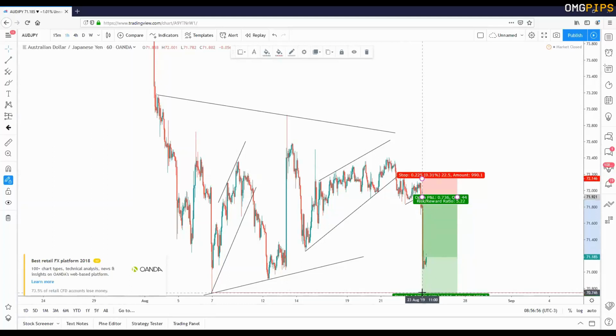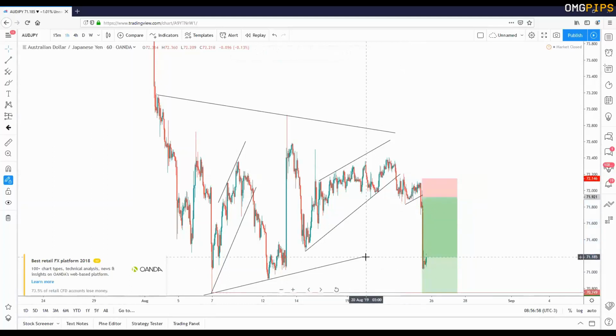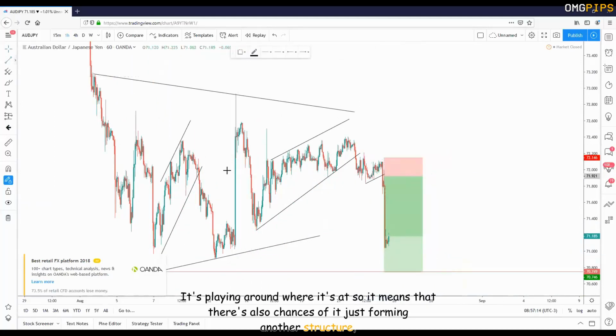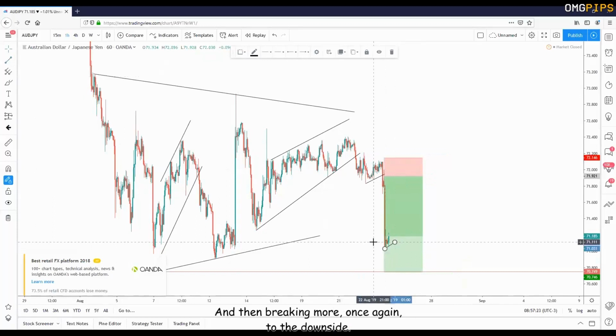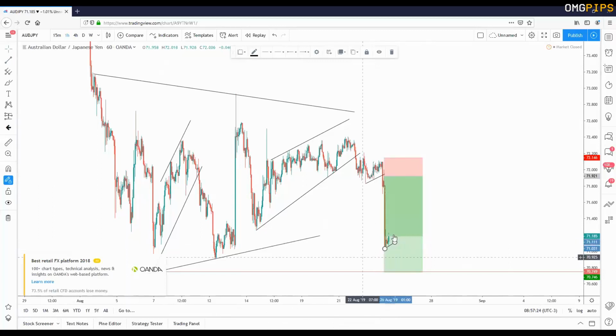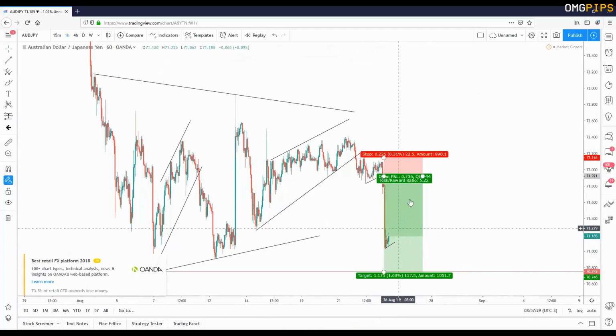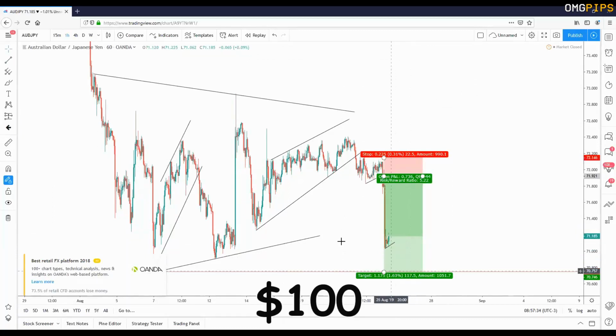5%, yeah. This is our first target, and we can simply see price has now started playing around where it's at, so it means that there's also a chance of it just forming another structure and then breaking once again to the downside, giving us that, hitting our targets, which is 5%. Meaning that if you are risking $20 on the trade, you'd be gaining $100. But that's how we trade.